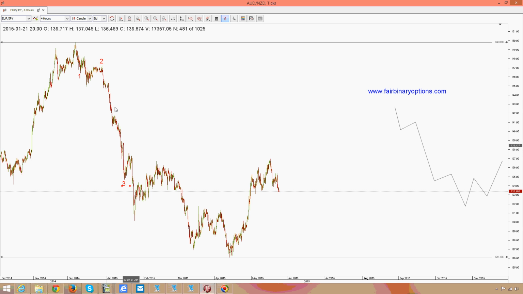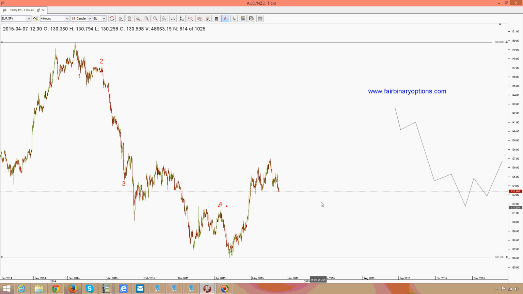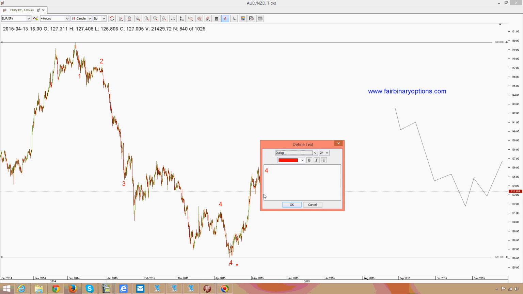And then we have a fourth wave. But in order for the principle of alternation to be respected, if the second wave is a simple correction, then the fourth wave is a complex correction. And being a complex correction, it should take more time, it should be more subdivided, and so on and so forth. And this now, at this very moment, would be our fifth wave.